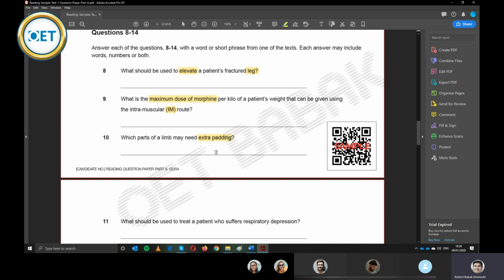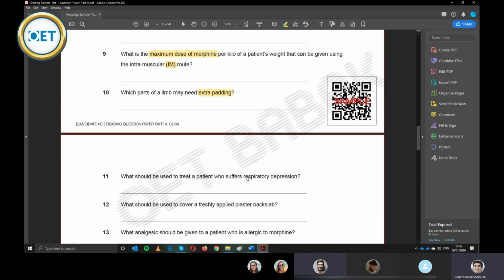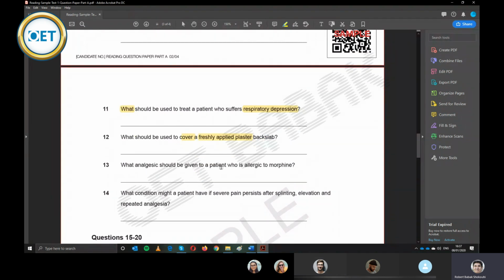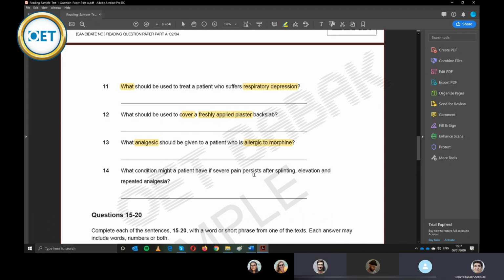Extra padding, respiratory depression, and what should be used, okay? Freshly applied plaster, cover. Analgesic, allergic to morphine, okay? And severe pain persists, okay? And what condition?